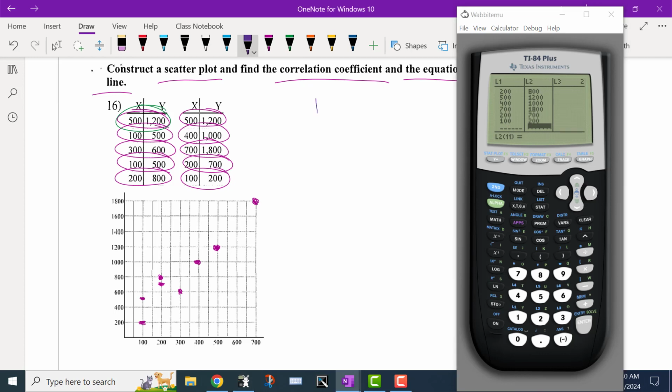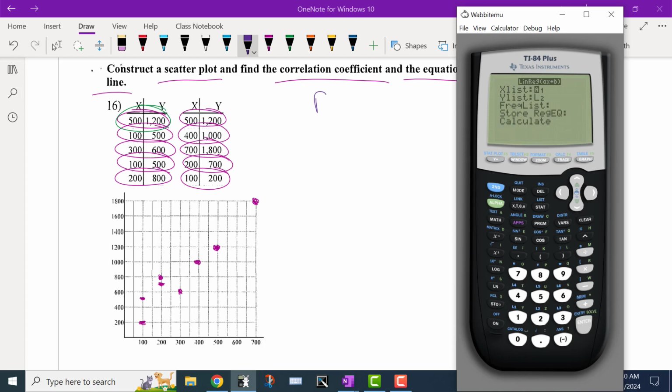Correlation coefficient is abbreviated R. So now I'm just going to go ahead and quit out of it. Everything's already saved in here. I'm going to hit my stat key again. And instead of editing this time, I'm going to calculate. And I'm doing linear regression. So you're going to notice that on your directions right here, it says equation regression line. So that's what REG stands for, linear regression. So it's just number 4. So I'm going to hit number 4.